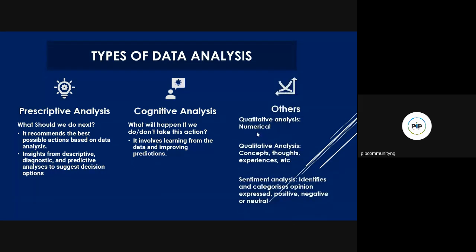Other types of analysis include quantitative analysis, which is numerical analysis, simply trying to analyze your numbers and see what they tell you. It could be your sales record, it could be anything. Then we have qualitative analysis. This involves analyzing concepts, thoughts, and experiences to draw inference. We also have sentiment analysis, which identifies and categorizes opinions expressed. So it can help you to categorize it as either positive, negative, or neutral.